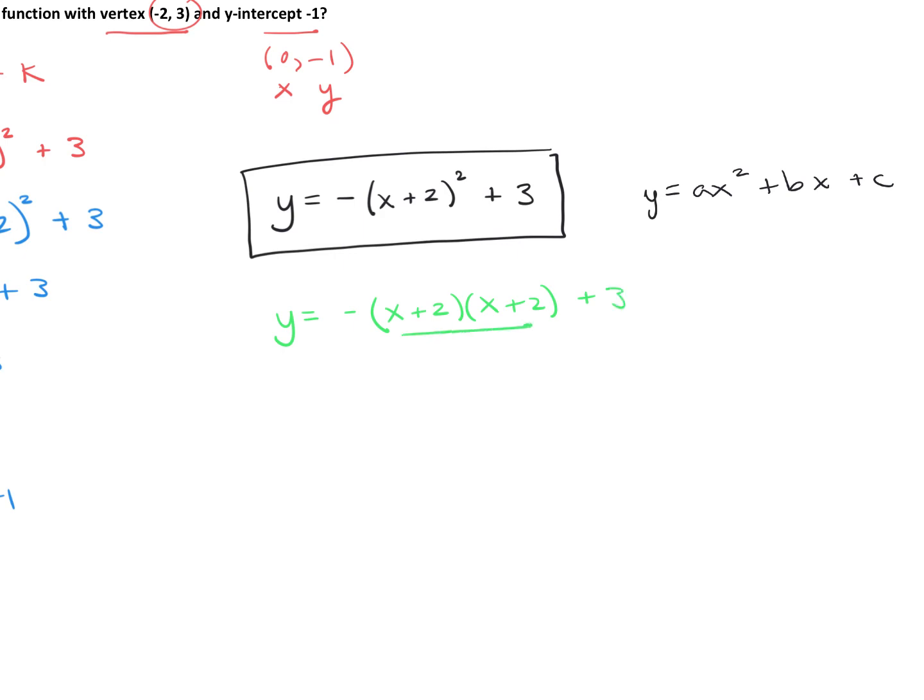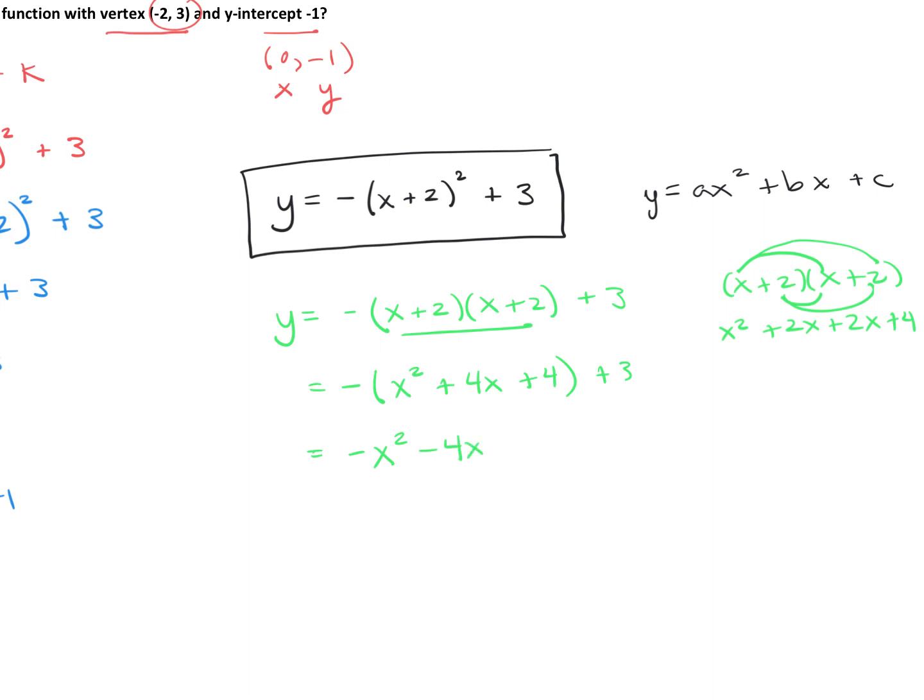I think it's easier to multiply out the x plus 2 times the x plus 2. Maybe I'll even do that off on the side. x plus 2 times x plus 2, if you remember, we'll FOIL or distribute: x squared plus 2x. Then we're going to do the same thing with the 2: plus 2x and then plus 4. So we have a negative and then x squared. Combine like terms to get plus 4x, and then we have that plus 4 on the end, plus 3. And then that negative will get distributed. So we have -x squared minus 4x minus 4. I'll carry down the plus 3.